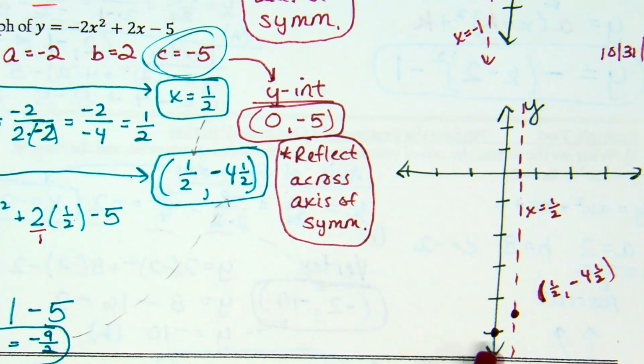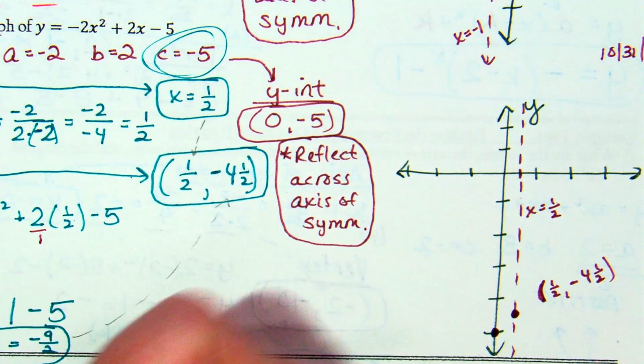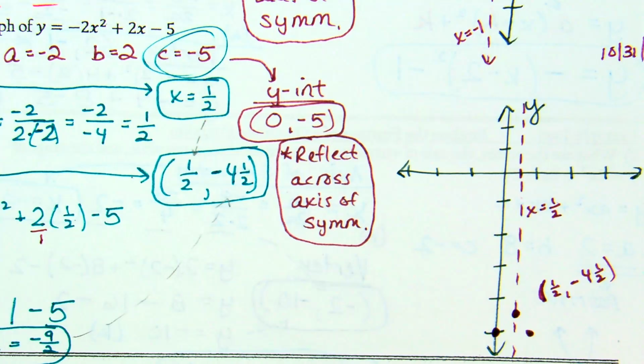Now, this 0, negative 5, where is it in relation to my axis of symmetry? It's to the left of my axis of symmetry. So I need a corresponding point that is to the right of the axis of symmetry. Does that make sense? So since this point is half a unit left of my axis of symmetry, I need a similar point that is half a unit right.